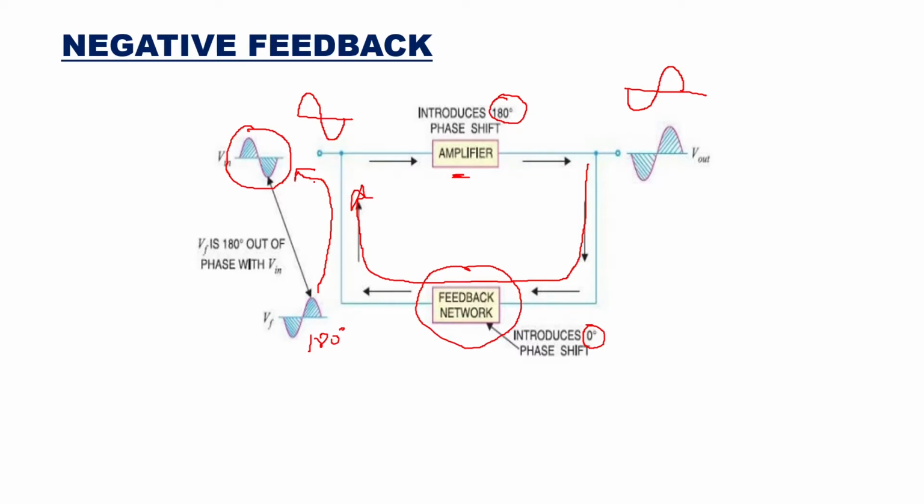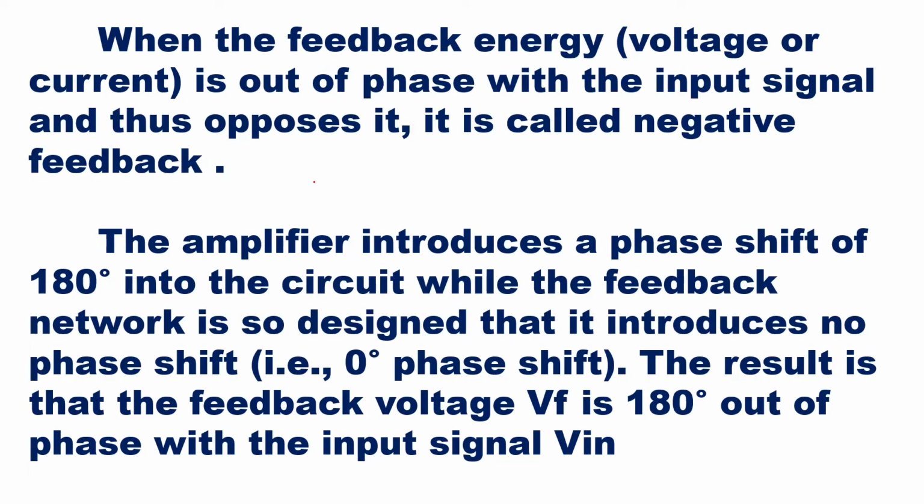This can reduce the gain of the amplifier, but it will reduce the losses. And it is good for a circuit to be built as an amplifier. If you're using an amplifier as an amplifier, then for a closed loop configuration, you should have negative feedback. So when the feedback energy, that is voltage or current, is out of phase with the input signal and thus opposes it, it is called negative feedback. The amplifier introduces a phase shift of 180 degrees into the circuit, while the feedback network is so designed that it introduces no phase shift, that is zero phase shift.